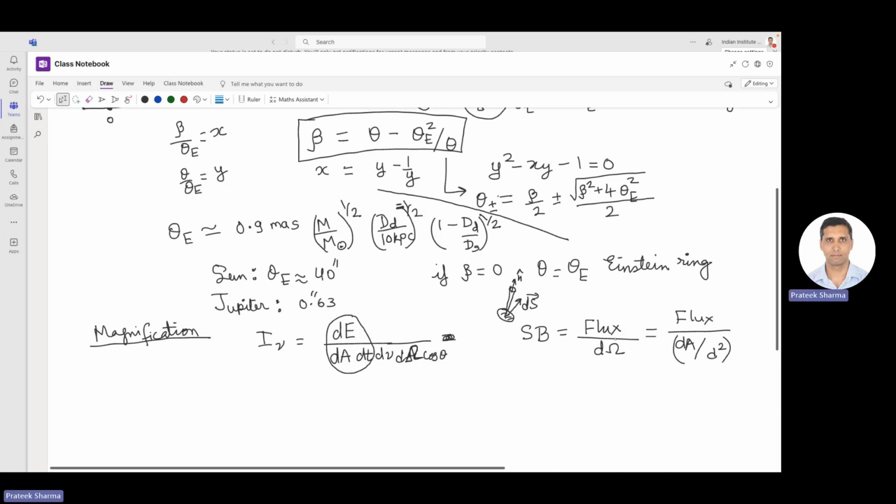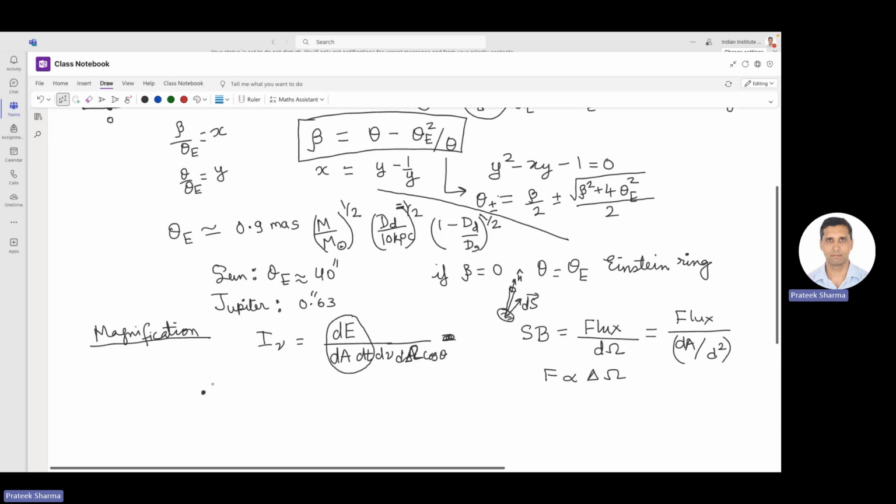So the flux is not conserved, but surface brightness is conserved. In lensing, surface brightness is conserved. Surface brightness is like a specific intensity, right? Just ignore this d nu part. So surface brightness is preserved. That means flux is proportional to the solid angle. If the surface brightness of the image is the same as the true surface brightness of the source, then flux of the object divided by flux of the image is equal to solid angle of the object divided by solid angle of the image. So we'll use this.